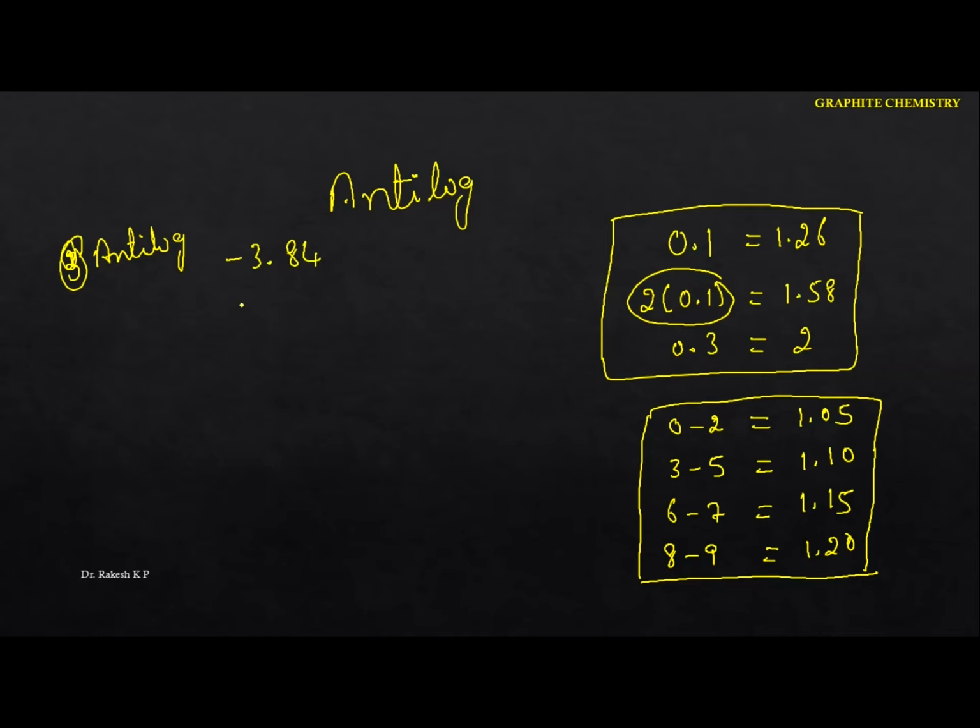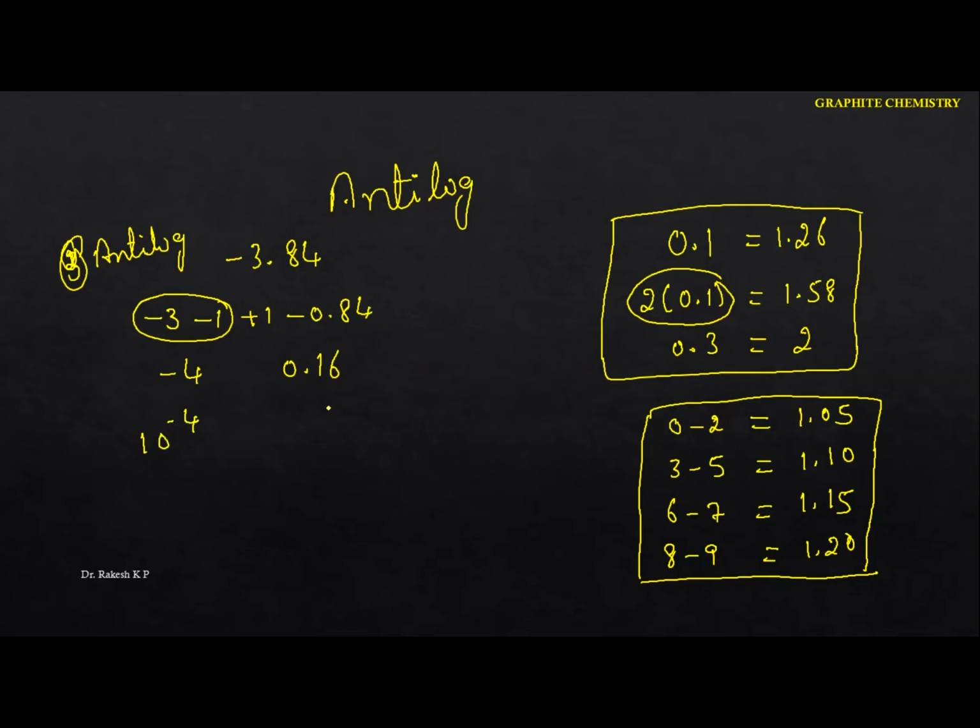We don't have negative values in the antilog table. So convert the negative value into the positive value by adding 1 and subtracting 1. I'm going to subtract 1 from the 3 and add 1 to the 0.84, so I write it in this form, minus 0.84. These two come together to form minus 4, and 1 minus 0.84 gives 0.16. So this one I can write as 10 to the power of minus 4.